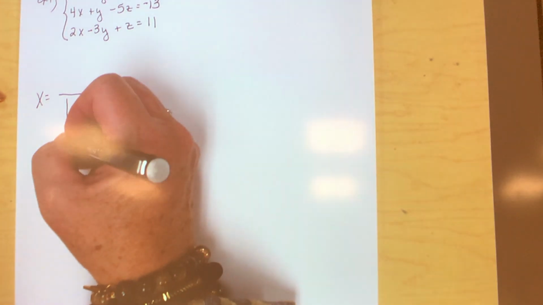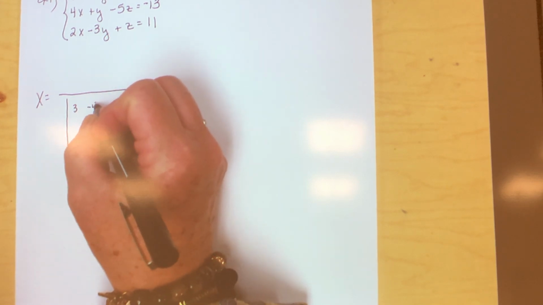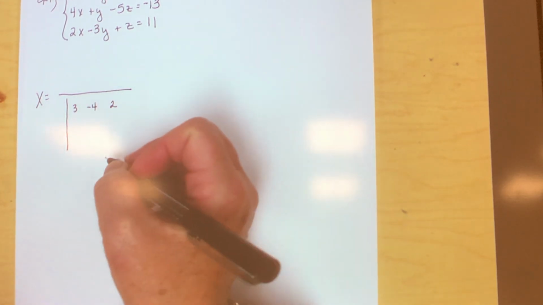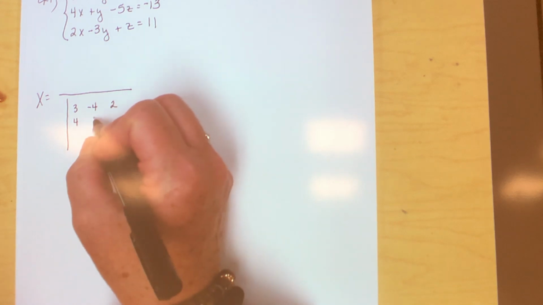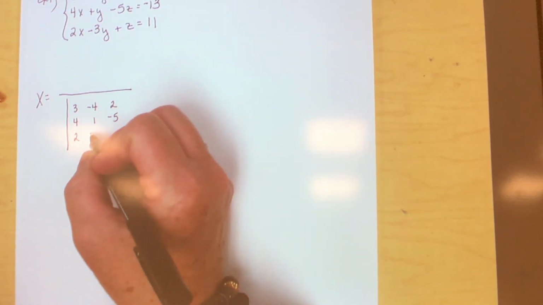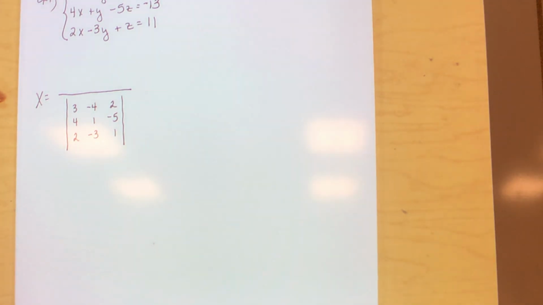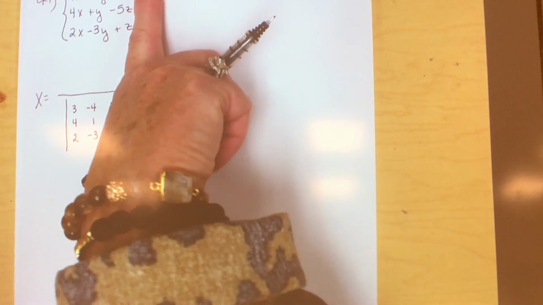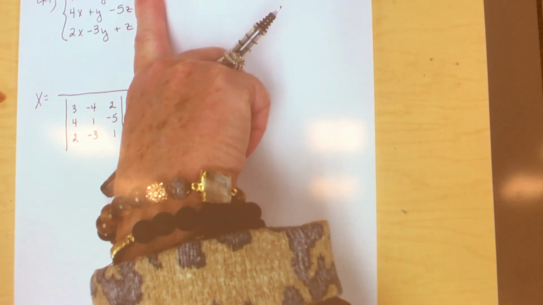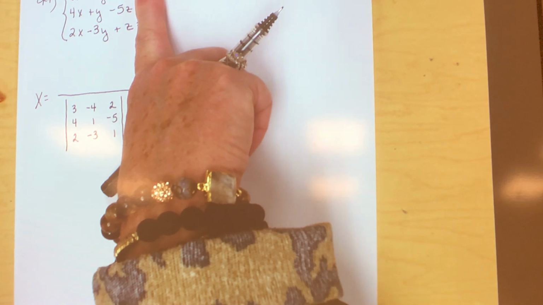Okay, so what you should have on the bottom is your first row should be 3, negative 4, 2. Your second row should be 4, 1, negative 5. And your last row should be 2, negative 3, 1. Does anybody have a question? It is the left side of that system. It is all the numbers along with their signs from the left-hand side.